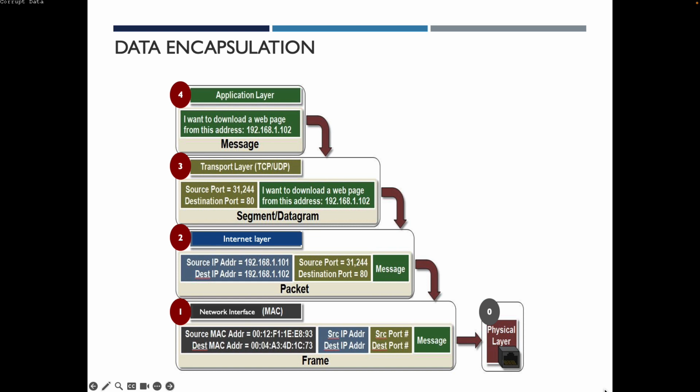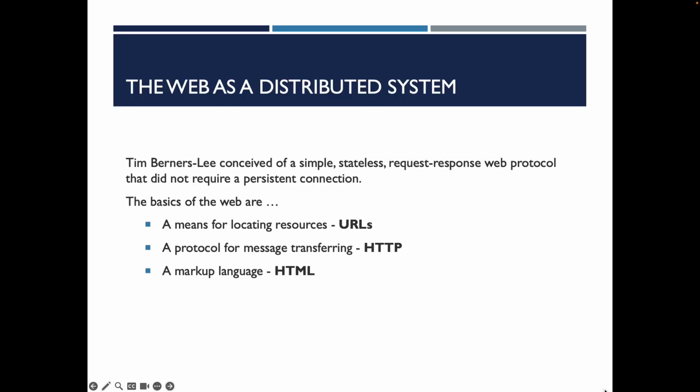Again, on the application layer you want to get a page, and this is what happens when the header is added in the transport layer. Then on the internet layer you have the IP addresses, and on the network layer you have the actual burned-in MAC addresses, among other things. So there's encapsulation. Now let's really get to the web.